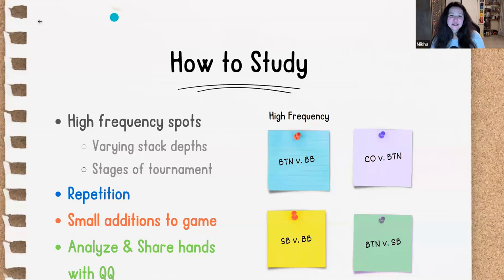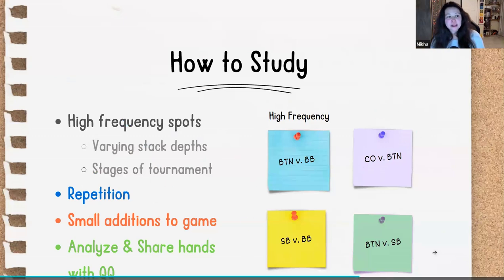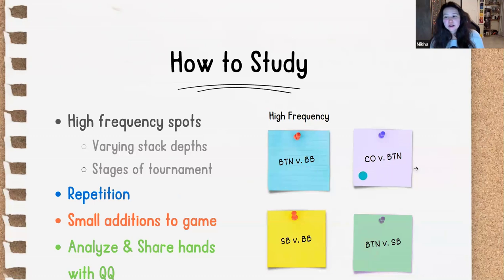How to study. So if you're just independently in GTO Wizard studying your preflop spots, what do you do? How do you know what to do? Well, I highly recommend looking at your highest frequency spots and looking at them at varying stack depths and different stages of the tournament if you have that version of the wizard. For new players, or people who haven't really studied before, the highest frequency spots are button versus big blind, since you're going to be in those positions the most, then cutoff versus button, small blind versus big blind, and button versus small blind.